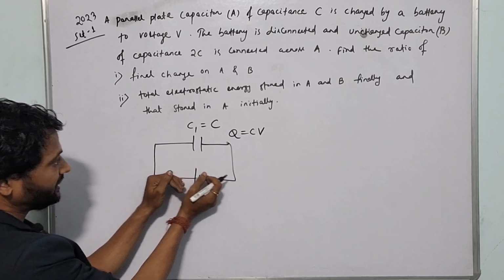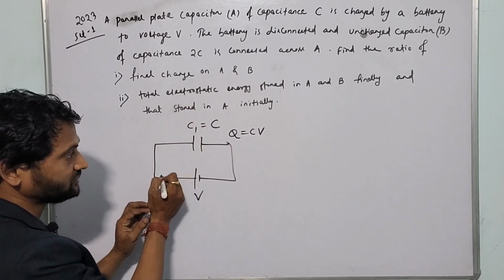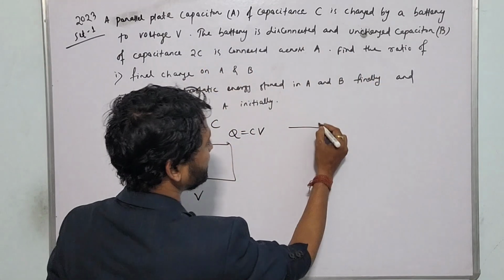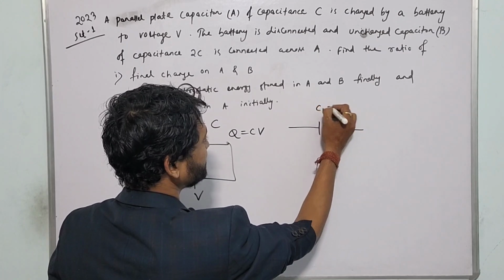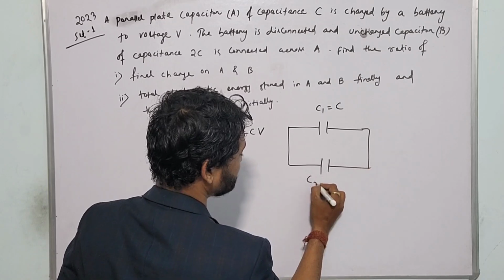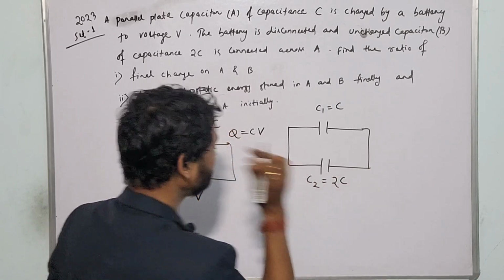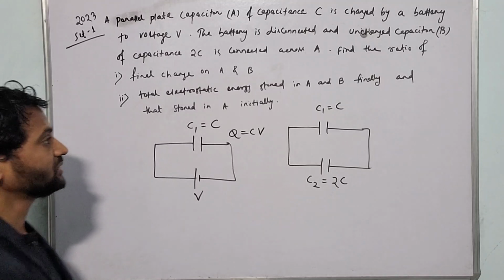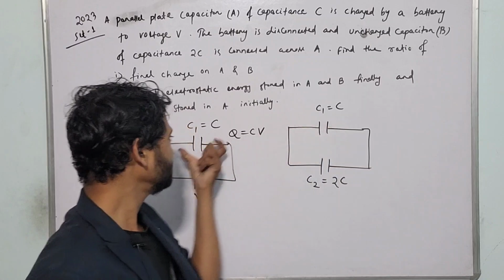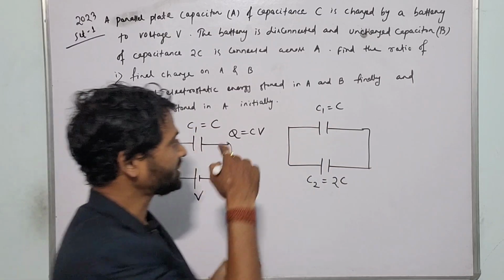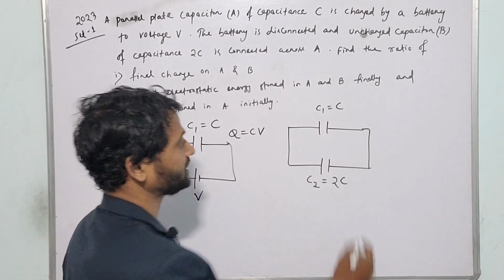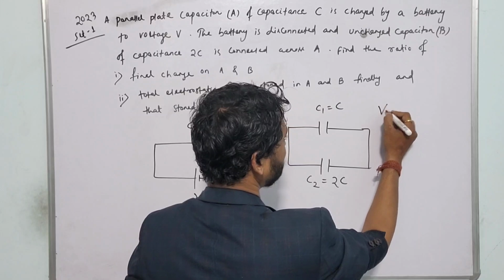Now the power supply will be disconnected from the capacitor C1 and another capacitor of capacitance 2C is connected. So the second condition is that C1 is connected with another capacitor C2 of value 2C, right? What will happen if an uncharged capacitor is connected with the capacitor C1? Charge will flow till the potential becomes the same. That potential is called the common potential. Let this common potential be V.